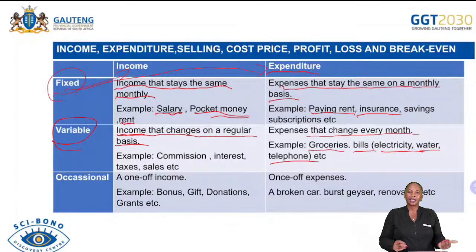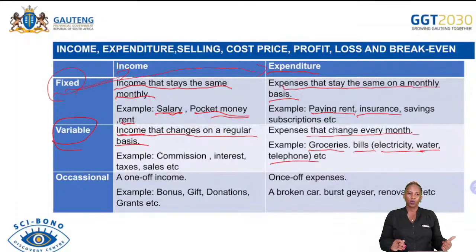Even the bills, electricity. Remember when we were doing the tariffs, we said the more electricity you use, the more you will pay. The less electricity you use, the lesser the payment. So when you have variable expenses, if you use more electricity, you will pay more. If you use less, you will pay less. For example, during winter we are using the geysers. We are using the heater. And then we also cook soup, we cook stew, and as we are busy cooking that, we are using more electricity. That means we have to pay more.